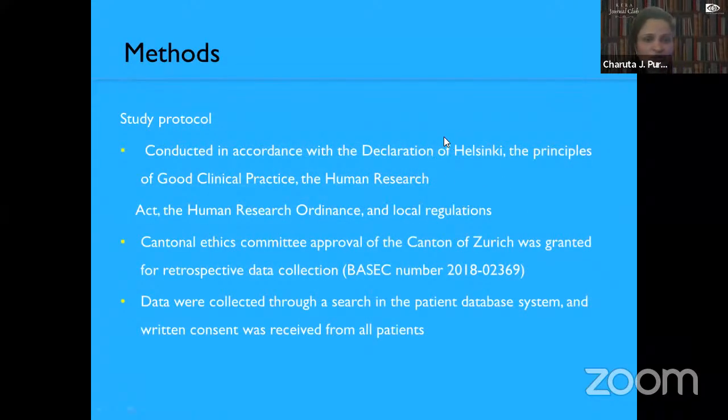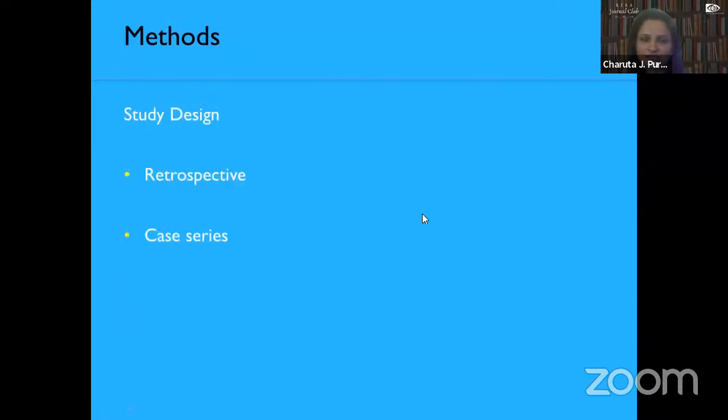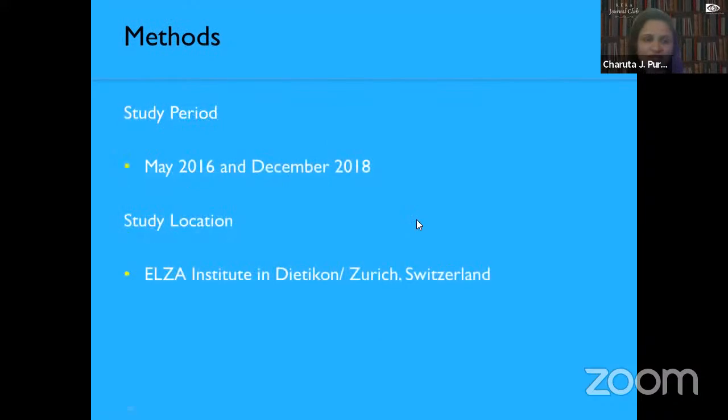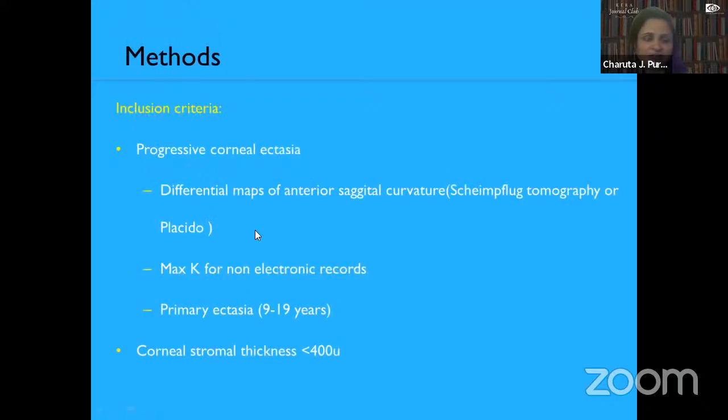Now, the study protocol: they have mentioned that ethics committee approval was taken for retrospective data collection, and the study design was described as retrospective case analysis. The period was defined between 2016 and 18 and conducted at the ELZA Institute in Switzerland.